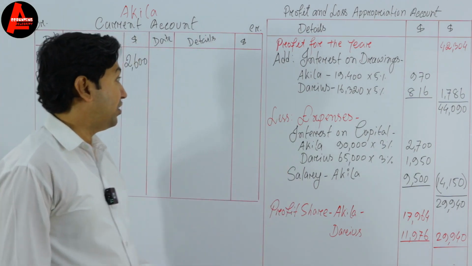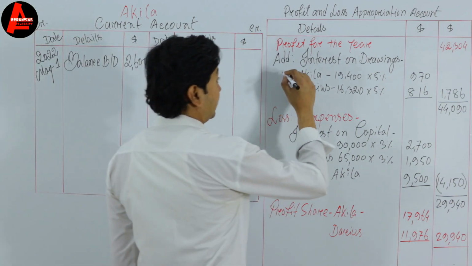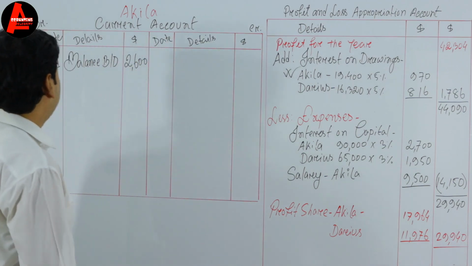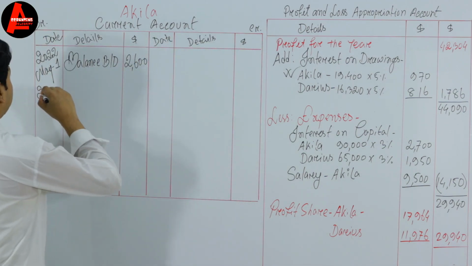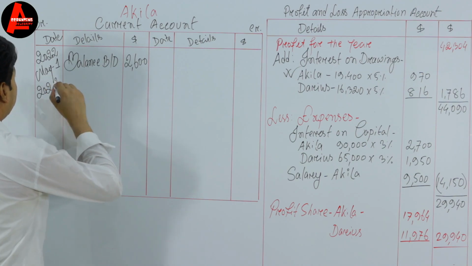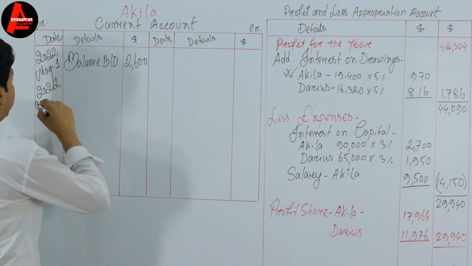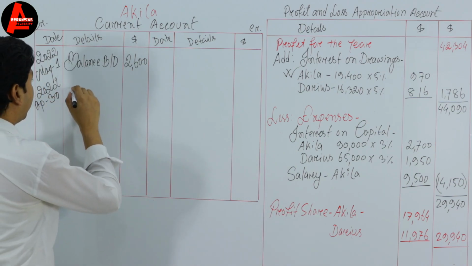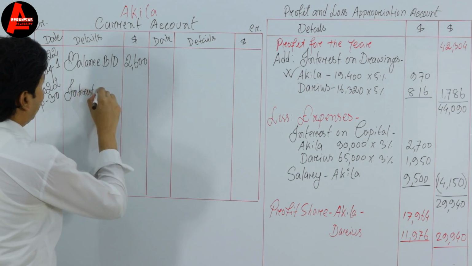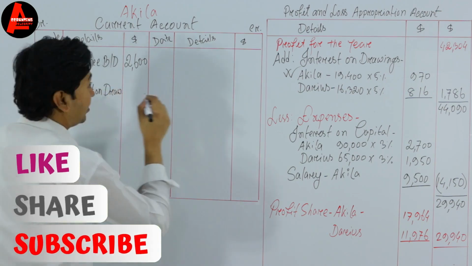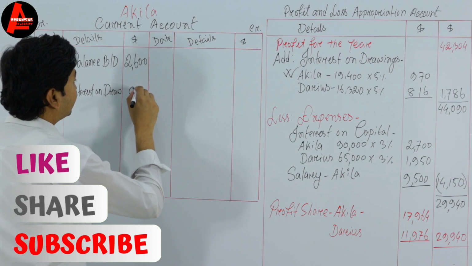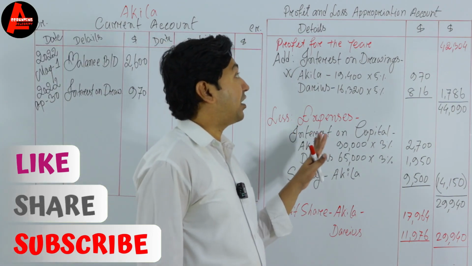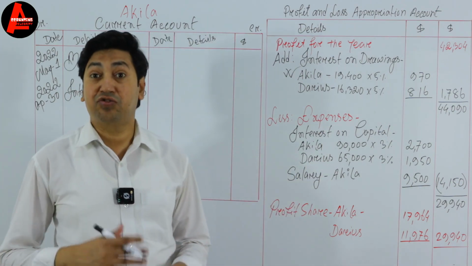So we have here interest on drawings. It is Anika's balance. We see here $970. Let us write the date first, 2022. We will write here April 30, the last day of the financial period. So we will write here interest on drawings. Here we calculated $970. In this account, the profit and loss appropriation account does not include drawings.